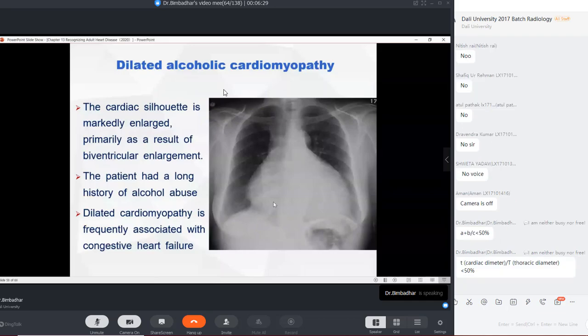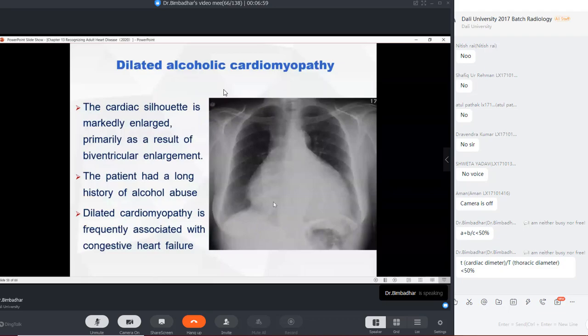Okay, see, small t is cardiac diameter, and capital T is thoracic diameter. In exams, generally they will give you these values. A plus B value will be given, C value will be given, and they will ask you to measure the thoracic diameter and tell if there is any cardiomegaly or not.